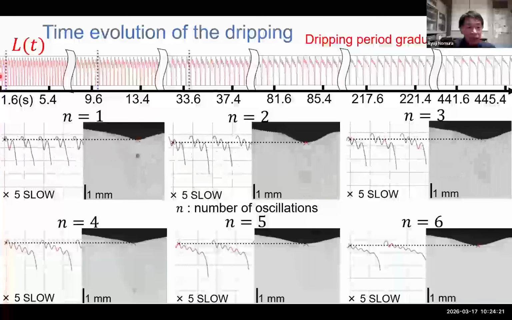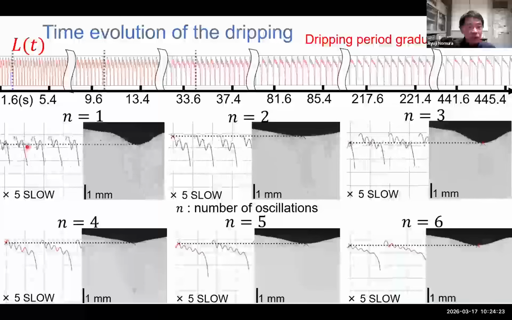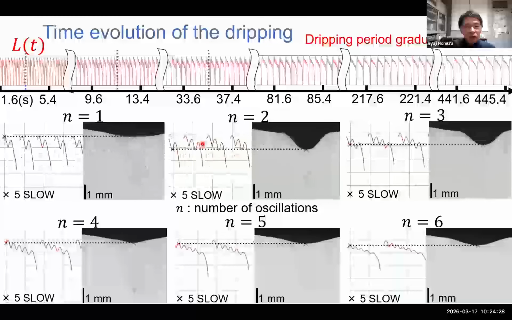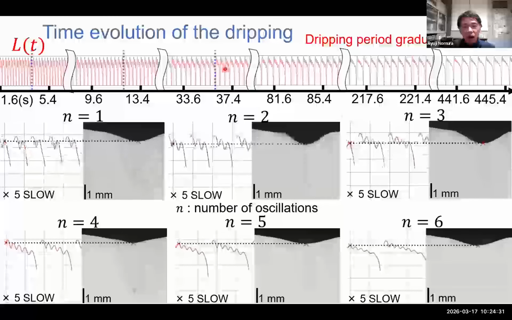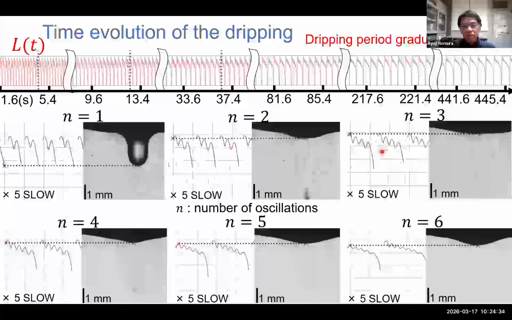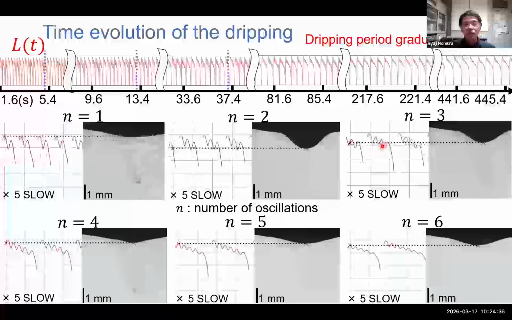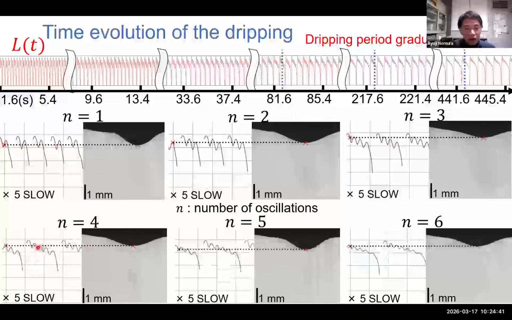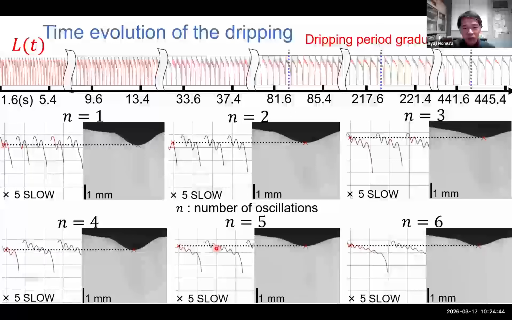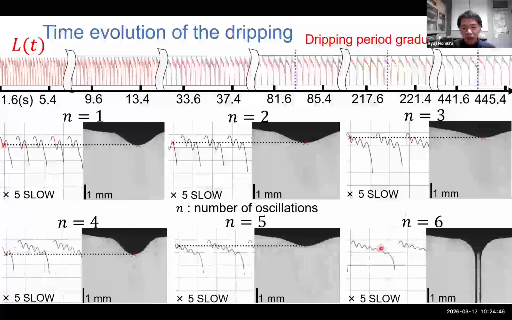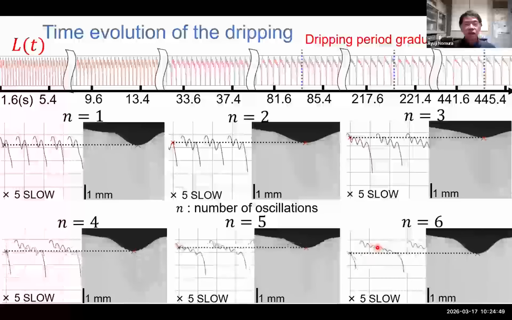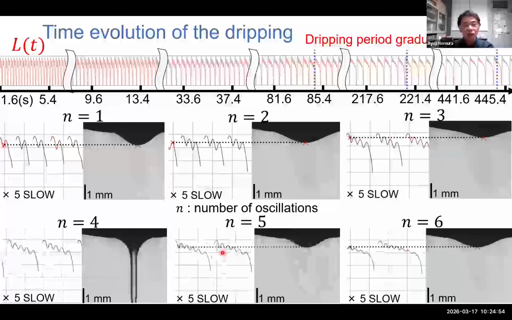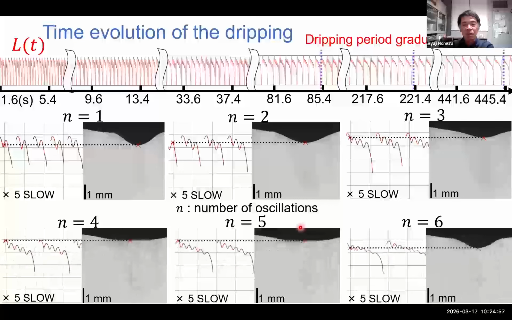So around here, it oscillates once, but the flow rate is gradually decreasing. Around here, it oscillates twice. And around here, it oscillates 3 times, due to the gradual lowering of the flow rate. And around here, it oscillates 4 times. Here, 5 times. Here, 6 times. So from this, you can see that the timing of the dripping is completely determined by this oscillation. It's determined by the number of oscillations.